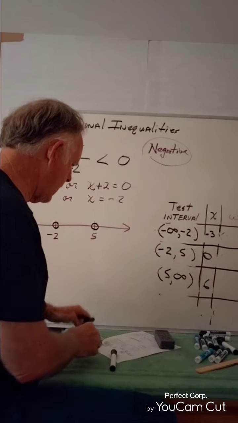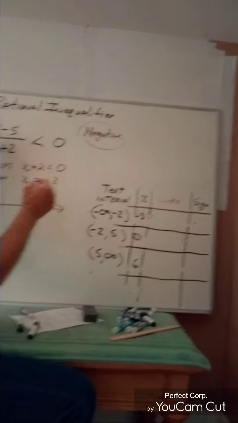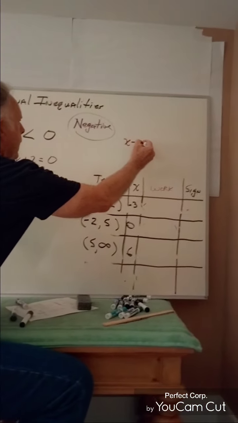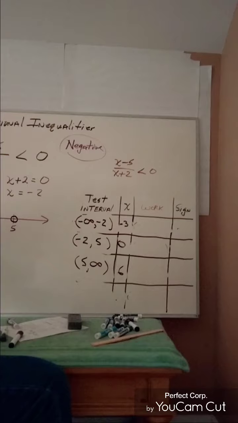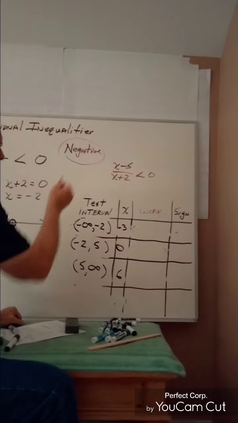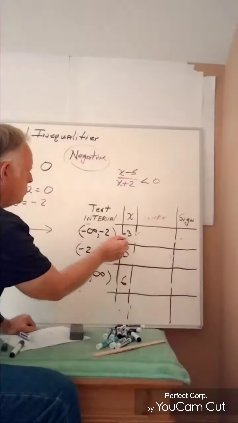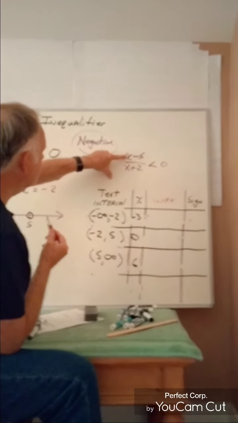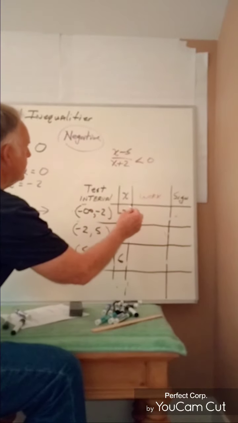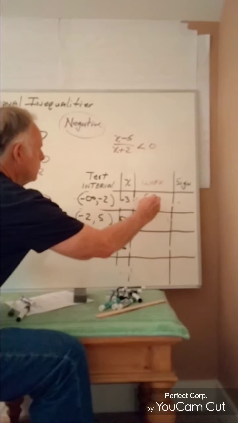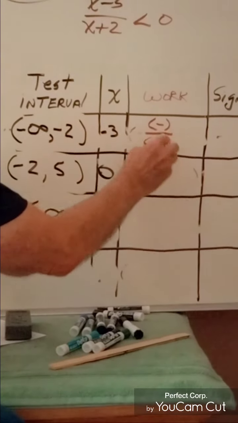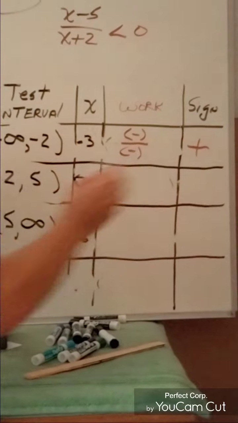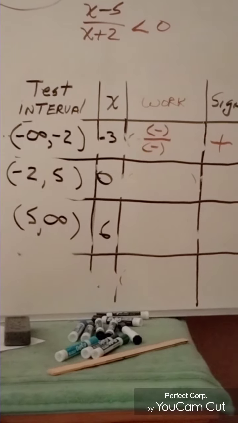Now here's what we're going to need: a negative sign. So let's copy this problem right here. x minus 5 over x plus 2 is less than 0. Let's give it a check. Again, we need a negative sign. Let's pick x as -3. -3 minus 5, that is a negative. Divided by -3 plus 2, that's a negative. Negative divided by negative is positive. That is not going to contain our solution.